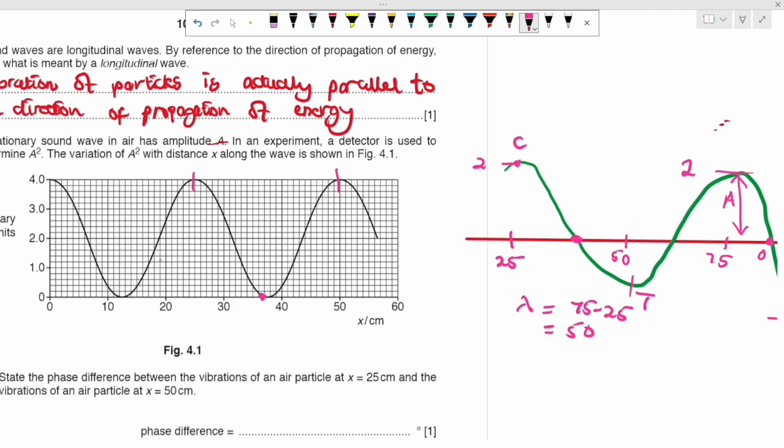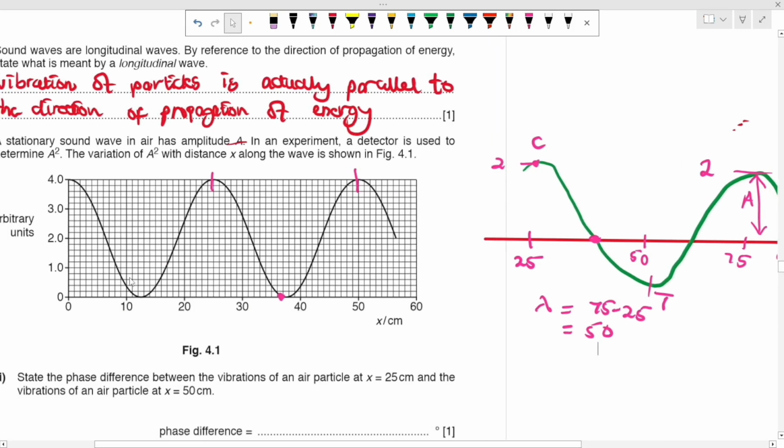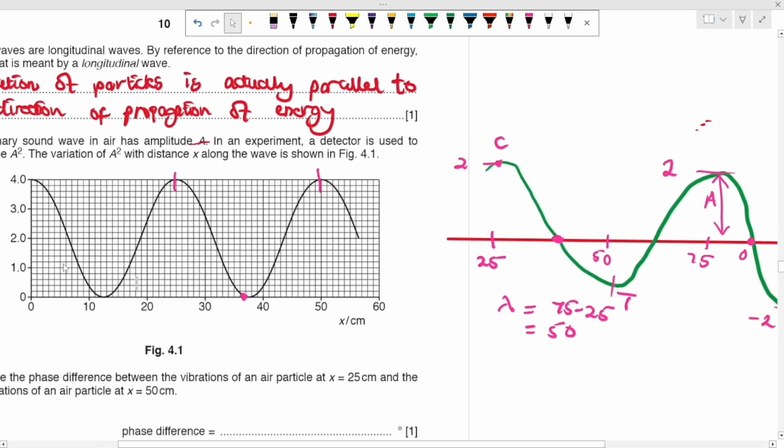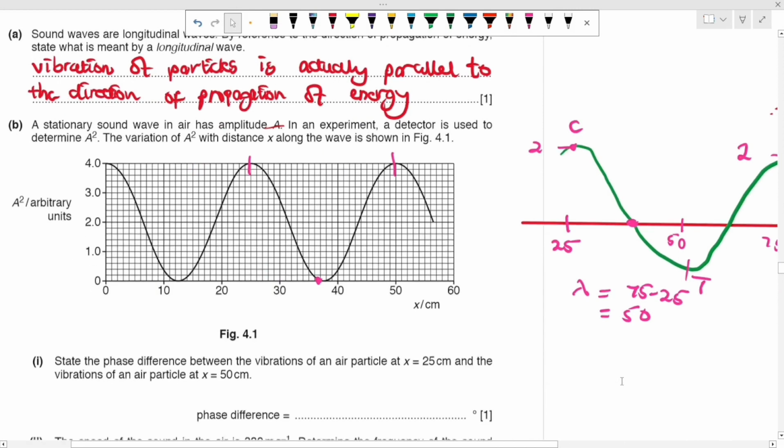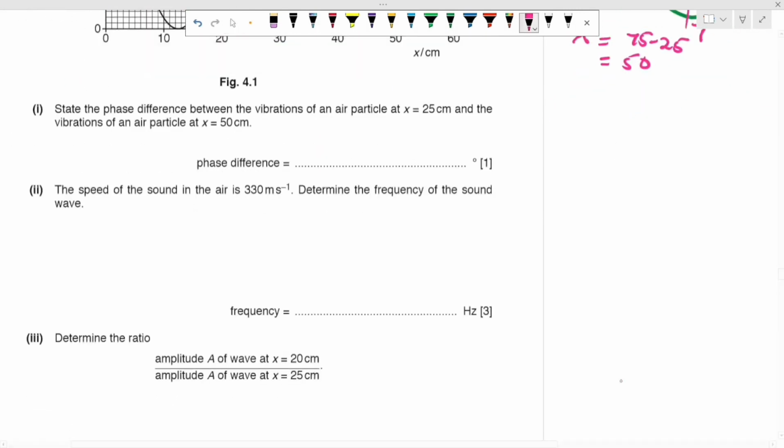Because get this, guys, the squared changes the meaning. Don't just interpret this graph as it is. Look at the x's. What are the x's telling you? And whatever the x tell you, that will help you. So I've been asked to find the phase difference. What do I know? I know that the phase difference will be equal to 360 times x divided by lambda. That's the formula to find the phase difference, how much one wave or one point lags behind another.